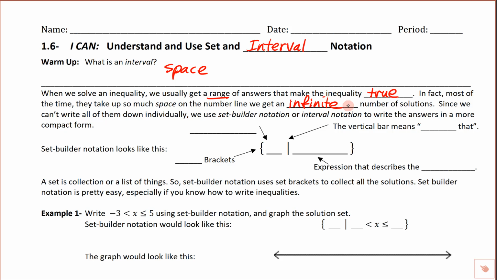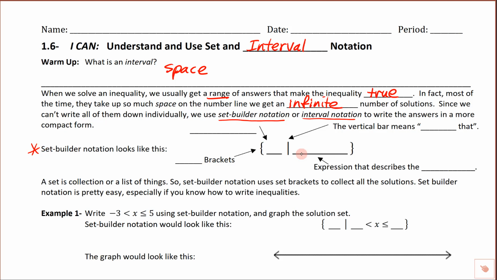Now, since we can't write them down all the time or write them down individually because that would just take forever, we've got a couple of things in place. Our mathematicians have developed some things that will make this a little bit easier. One of them is called set builder notation, and the other one is called interval notation. And that allows us to take this gigantic space, this infinite number of solutions, and write it down in kind of a compact form. So we're going to look at set builder notation first.